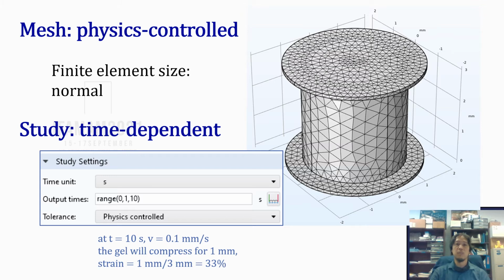The geometry was meshed with normal finite element size that is physics controlled. The study selected was time dependent and evaluated up to 10 seconds with a step size of 1 second. The gel is expected to compress for 1 millimeter or a strain of 33%.